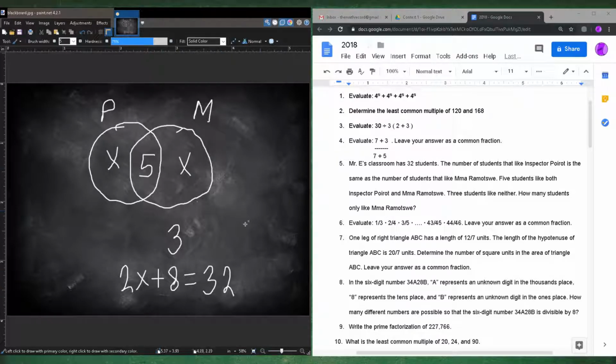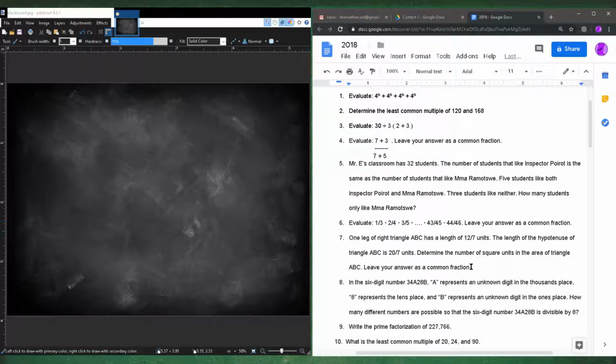32 minus 8 is 24. So 2x is equal to 24. And 24 divided by 2 is 12. So how many students like only Mama would just be x, which is 12. So the answer is just 12.